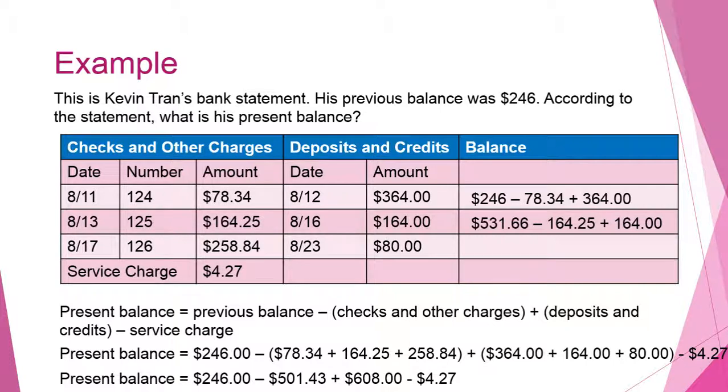So then we put that in the next row for the previous balance, and then again, same thing, minus $164.25 plus $164, giving us $531.41. So we put that again for the next one, minus the charge of $258.84 plus the credit of $80, and that gives us $352.57. We subtract $4.27 from there. So if you do that, your final answer should again be $348.30. So if you notice, that way was a lot longer because we had to do one row at a time, or you can do what I did the first time and just put them all together.